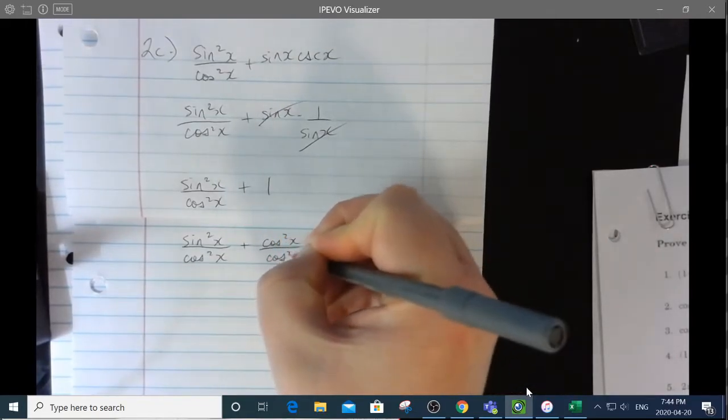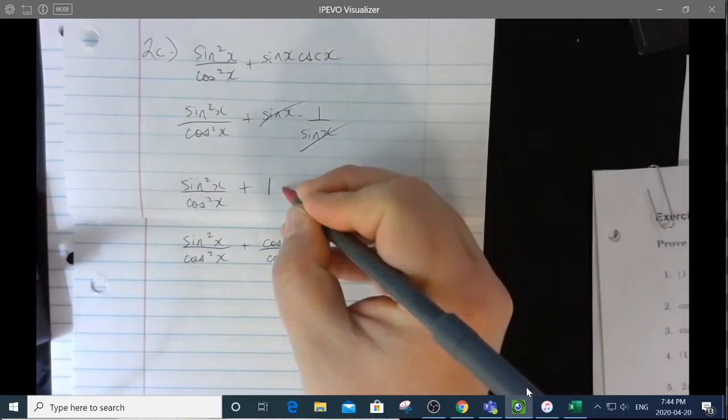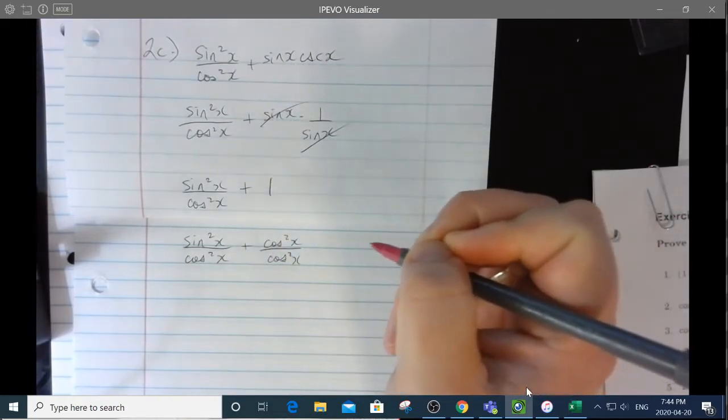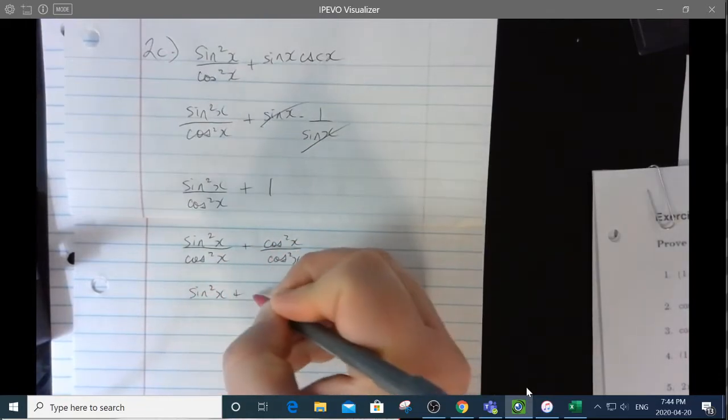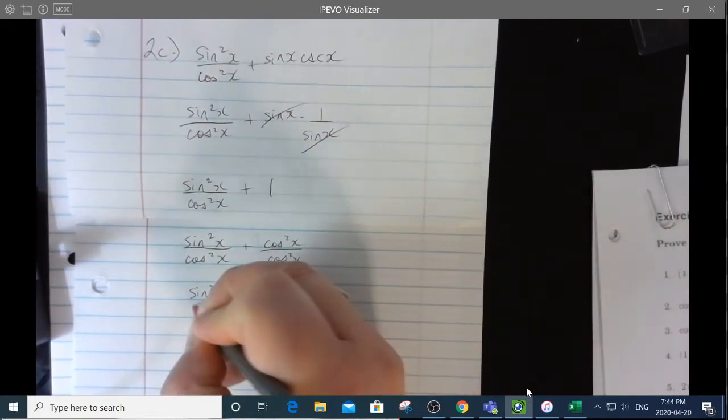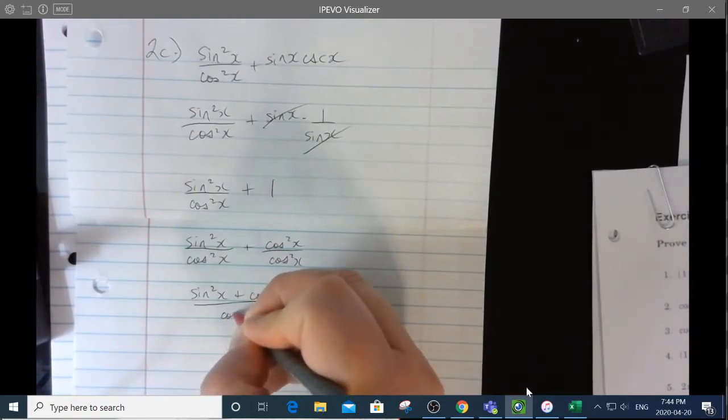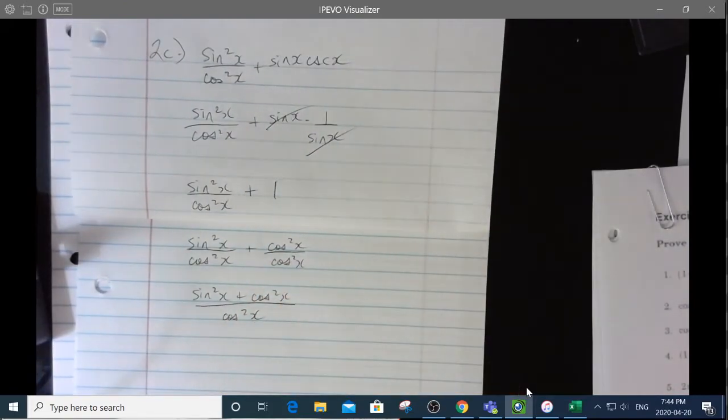Get it? I multiplied this 1 by cosine squared x over cosine squared x so that I have a common denominator. And then I have a common denominator. And once again, look where I'm at. Do you notice what you can do with that?